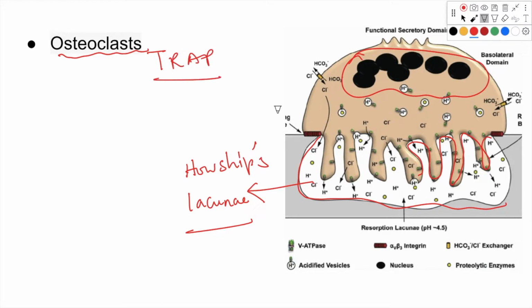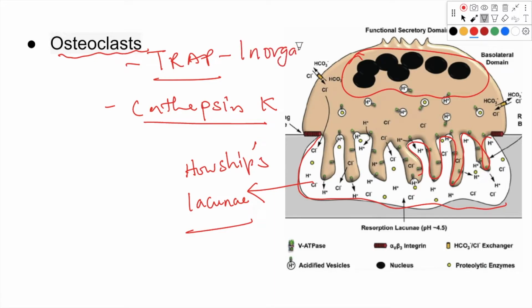This digests and breaks down the hydroxyapatite. It also produces an enzyme called cathepsin K. So what are the two enzymes that it produces? TRAP and cathepsin K. Cathepsin K dissolves the organic matrix, whereas TRAP helps in the dissolving of the inorganic matrix. Cathepsin K helps in the dissolving of the organic matrix.